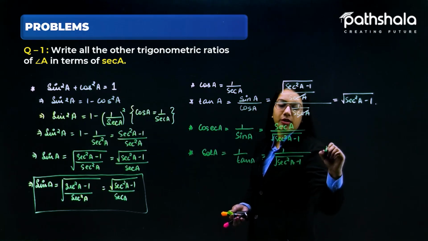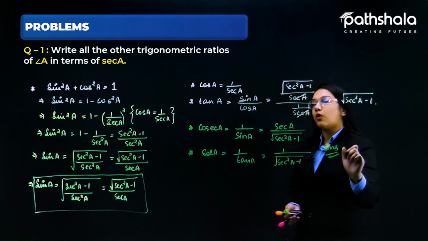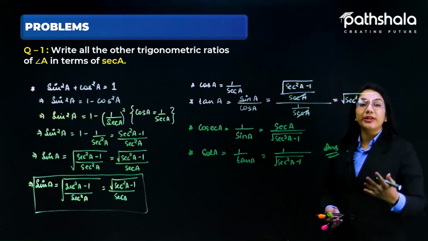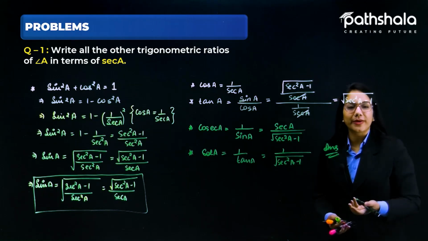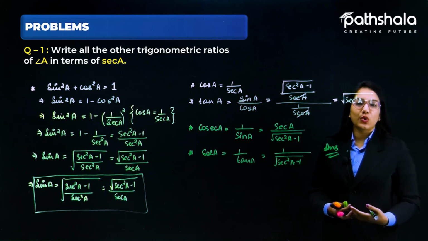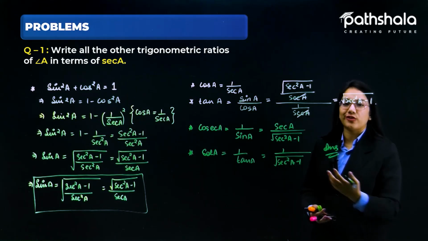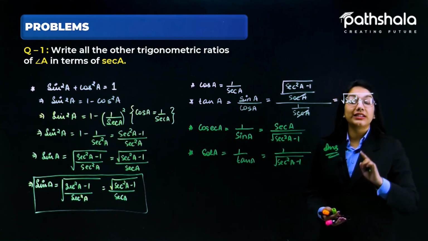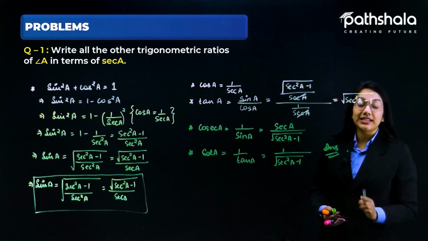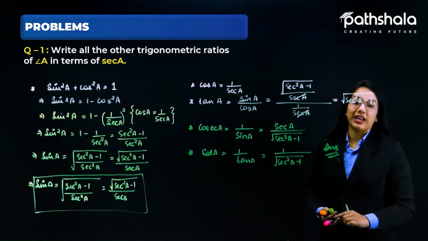So this is our answer, in which we have converted all the trigonometric ratios. We sometimes also call the trigonometric ratios T ratios. Here we have converted all the T ratios into the form of secant A using the trigonometric identity sine square A plus cos square A is equal to 1.